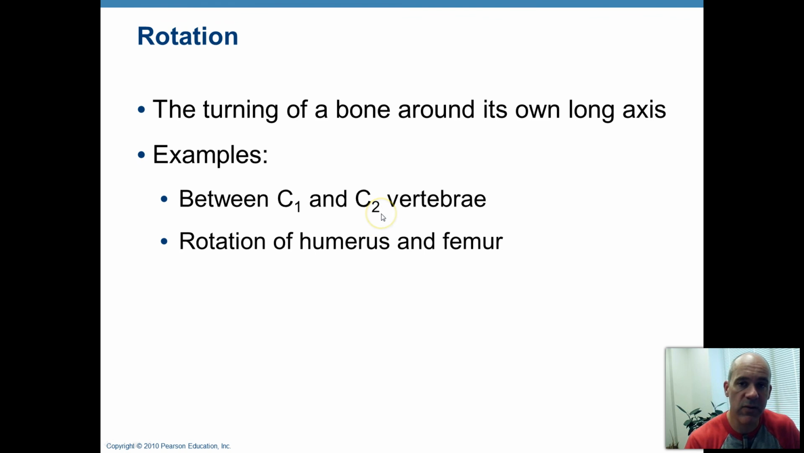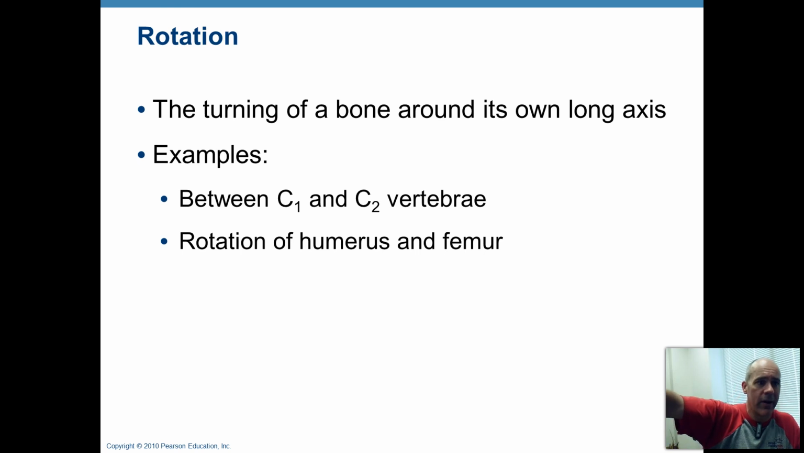The C1 and the C2 vertebrae, like we talked about when we went over the bones, that's your atlas and your axis. That joint where you have that odontoid process, or the dens on the axis, where it articulates with the atlas, and the atlas goes back and forth like this, that is allowing you to rotate your head back and forth. And so if you imagine an imaginary axis going right down between those two vertebrae, you're rotating around that axis.